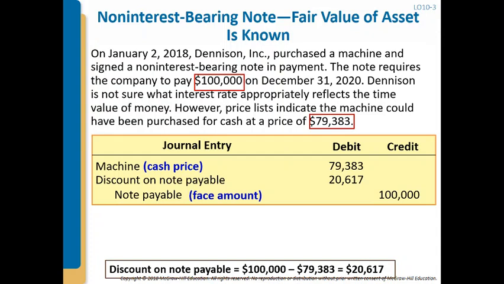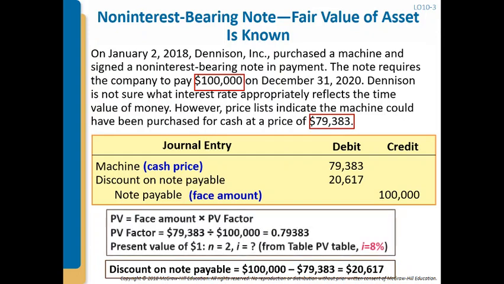Denison's not sure what interest rate appropriately reflects the time value of money. However, price lists indicate the machine would have been purchased for cash at a price of $79,383. So here you're simply going to note the cash price of the machine, $79,383. The difference between the note payable and the machine's cash price is your discount on note payable, and you're simply going to amortize that over 3 years of the note.